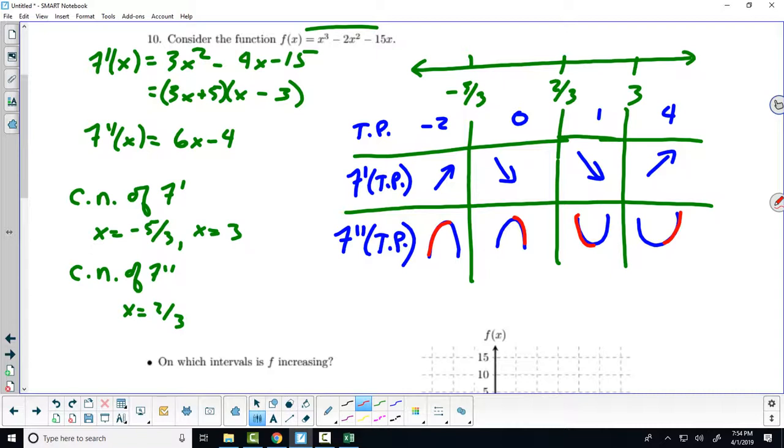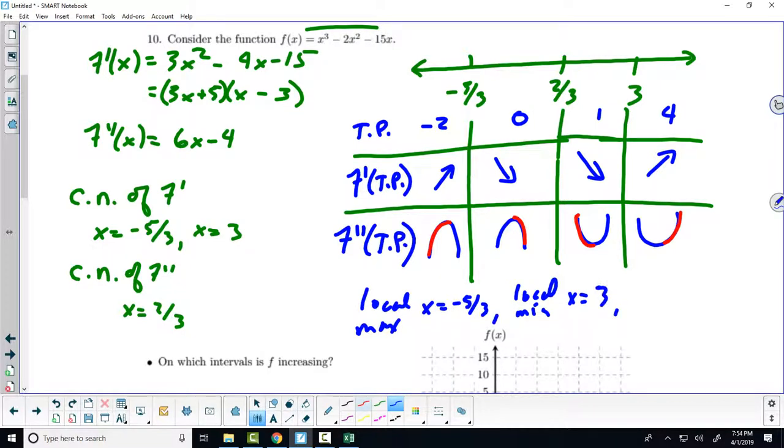So let's just say it, even though none of the questions asked. We have a local max at x equals -5/3, and a local min at x equals -- excuse me, +3. Thank you.